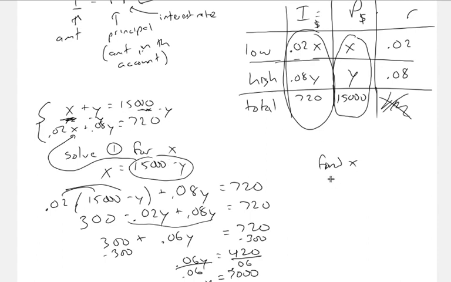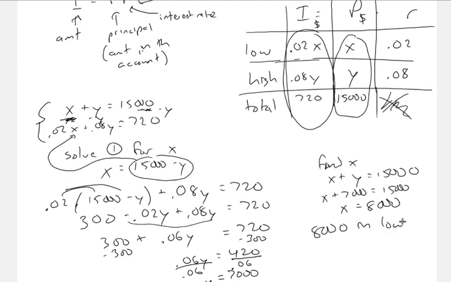I'm going to use the first equation because x plus y equals 15,000 is a much easier equation to deal with than 0.02x plus 0.08y equals 720. So I get, let's see, x plus 7,000 equals 15,000, so x equals 8,000. So I want $8,000 in low risk and $7,000 in high risk.